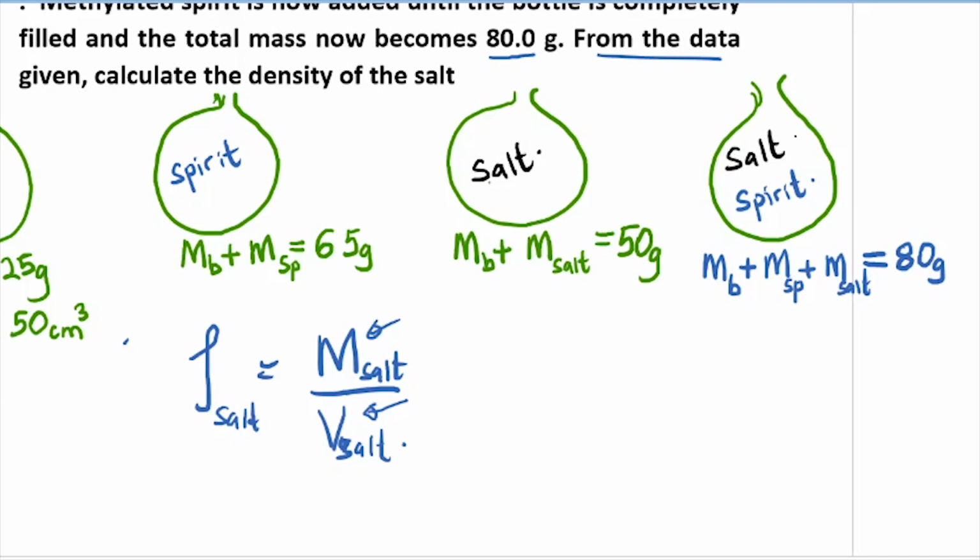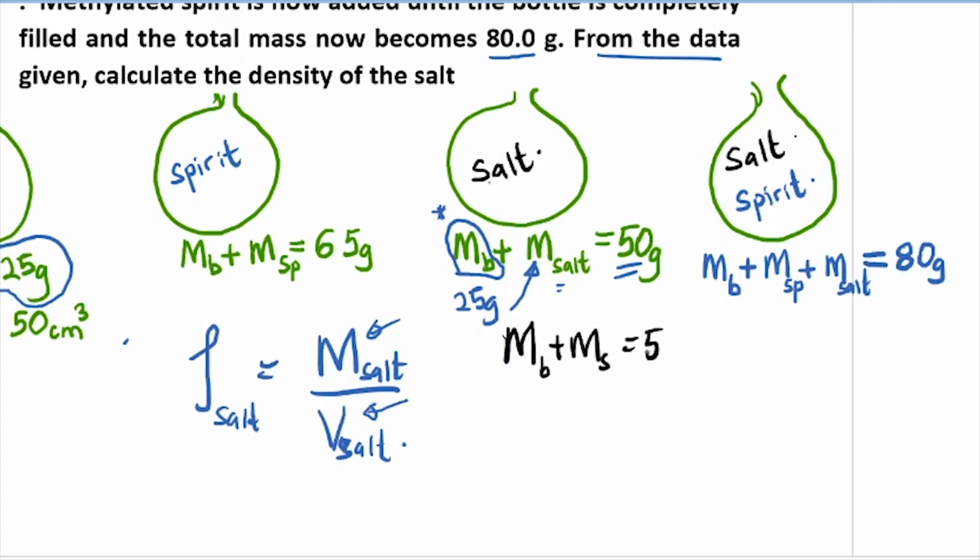So the mass of the salt. Looking at these, the salt comes in at this level. Remember here we already have the mass of the bottle, which is 25 grams. And then here the mass of the bottle, which we already know as 25 grams, plus the mass of the salt is giving us 50 grams. So from this equation we're able to see the mass of the salt. We know that the mass of the bottle plus the mass of the salt is equal to 50 grams. We know that the mass of the bottle is 25 grams.